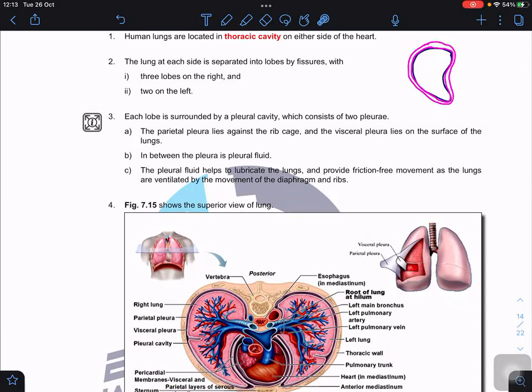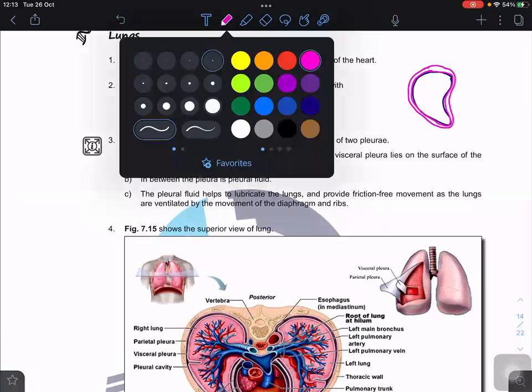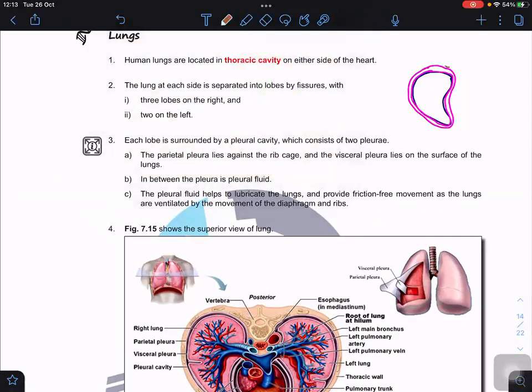The inner one is termed the visceral pleura, and the outer one is termed the parietal pleura. If you look at this, the parietal pleura is the one that is near to the rib cage. So where is the rib cage? Let me draw it out. The rib cage will be somewhere here. Is there a rib cage?